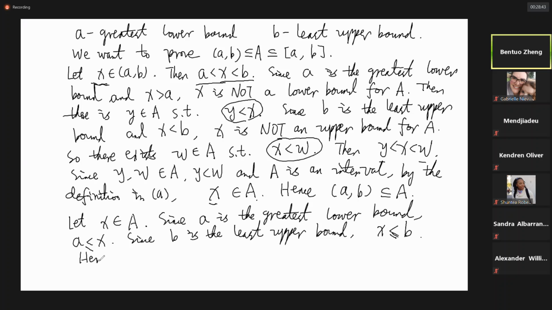Hence, X belongs to the closed interval AB, because X is greater than or equal to A and less than or equal to B. Therefore, the set A is contained in AB. So this is the easier direction. The harder direction is to show A contains the open interval AB using the definition of an interval.